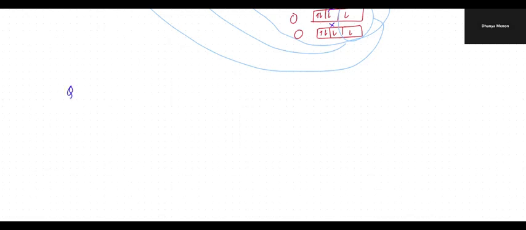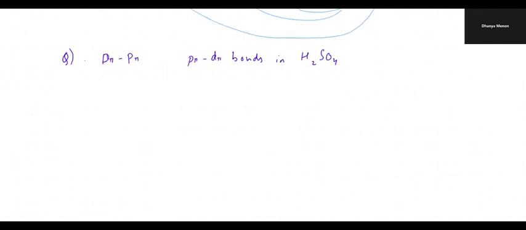Okay. Anyway, let's practice one more question. The question is the same. Find the number of p pi p pi and p pi d pi bonds in H2SO4, sulfuric acid. Okay. So the rule is the same. First, we draw the structure of sulfuric acid. Okay. Double bond, OH, OH.